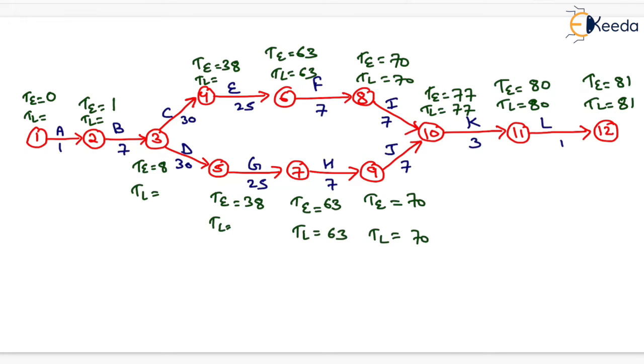Now for events 4 and 5 it will be equal to 63 minus 25, so it will be equal to 38 and 38. For event 3 it will be equal to 38 minus 30, which will be equal to 8, so 8 is shown here. Now for event 2 it will be equal to 8 minus 7, which will be equal to 1, which is shown here, and for event 1 it will be equal to 1 minus 1, which is shown here.